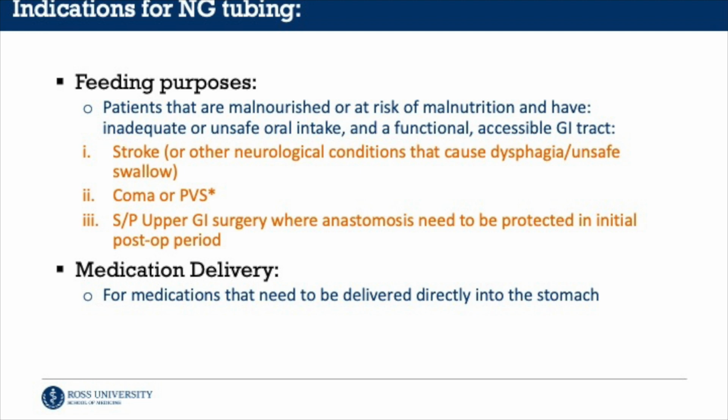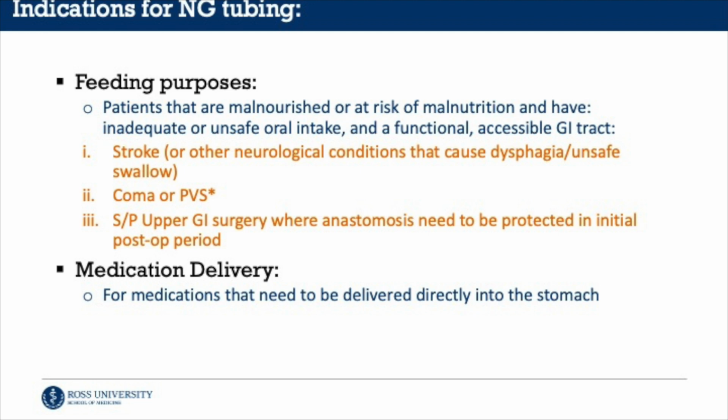So, let's discuss some of the indications for NG tubing. For one, feeding purposes. Patients that are malnourished or at risk of malnutrition have an inadequate or unsafe oral intake, but still have a functional accessible GI tract. Those patients include stroke patients or some other neurological condition which may cause dysphagia or unsafe swallow, patients in a coma or post-vegetative state, and of course, patients status post upper GI surgery where there's an anastomosis that needs to be protected in the initial post-op period.